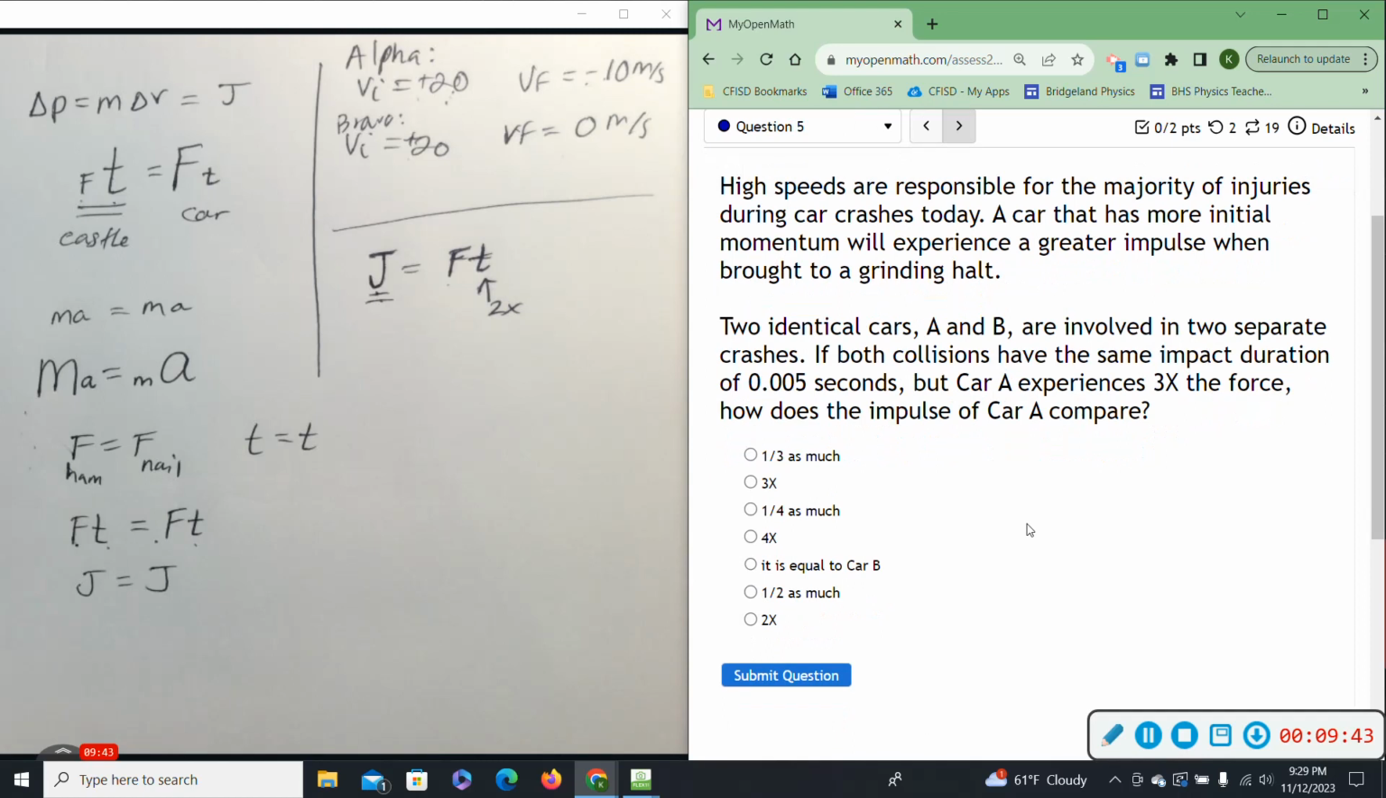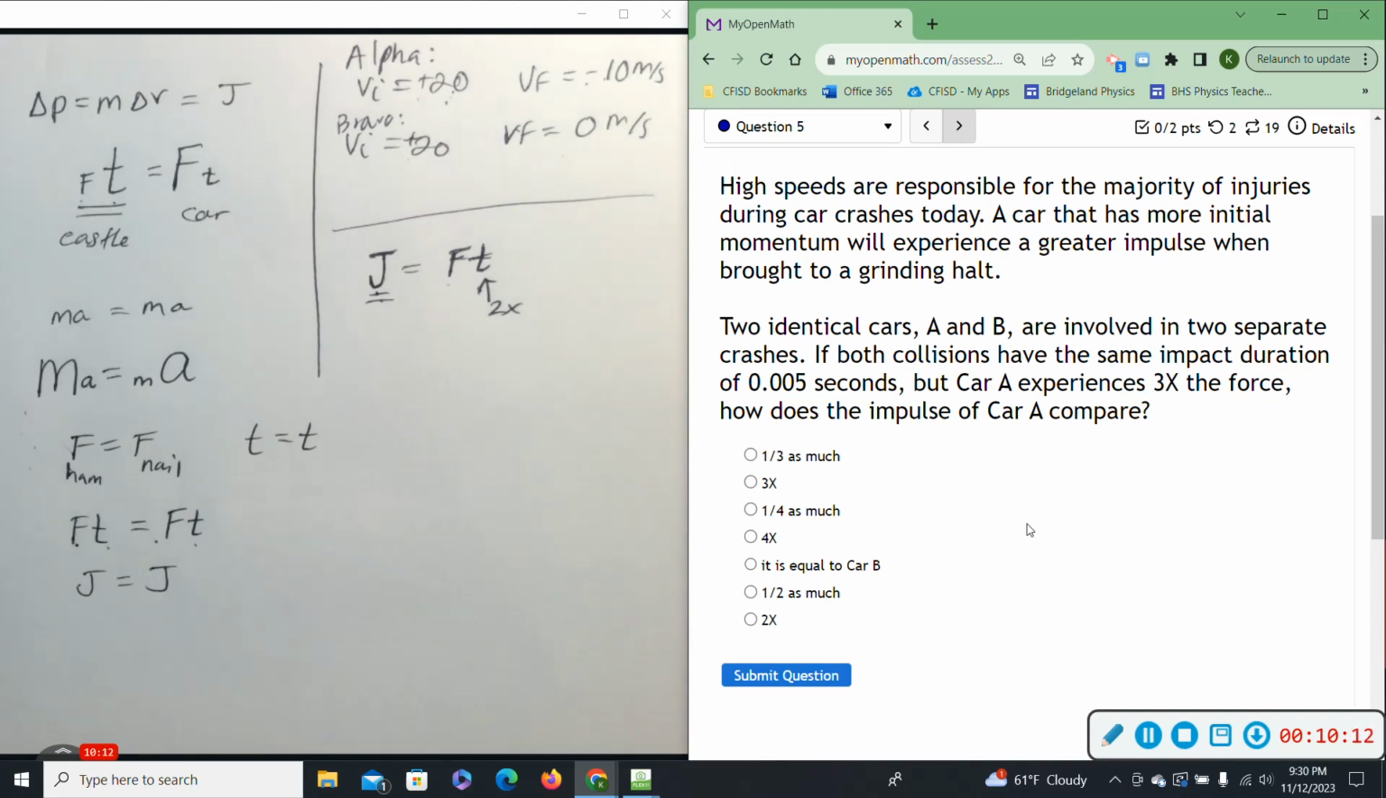Question number 5 says high speeds are responsible for the majority of injuries during car crashes today. A car that has more initial momentum will experience a greater impulse when brought to a grinding halt. If two identical cars, A and B, are involved in two separate crashes, if both collisions have the same impact duration of 0.005 seconds, but car A experiences 3 times the force, how does the impulse of car A compare?